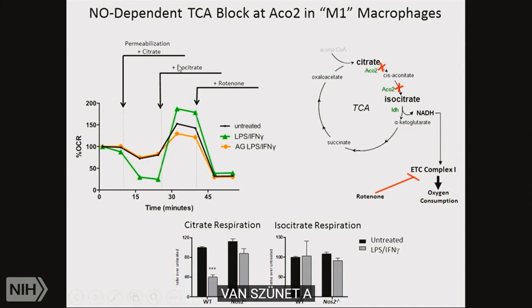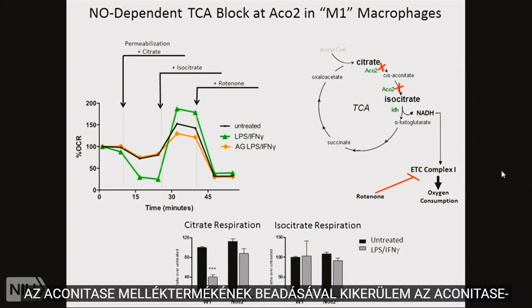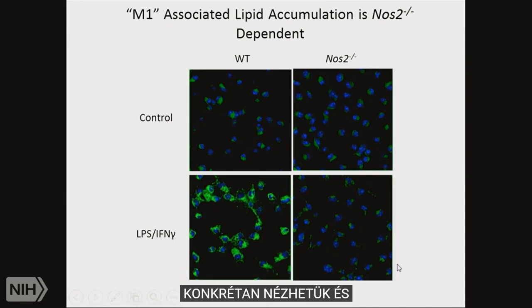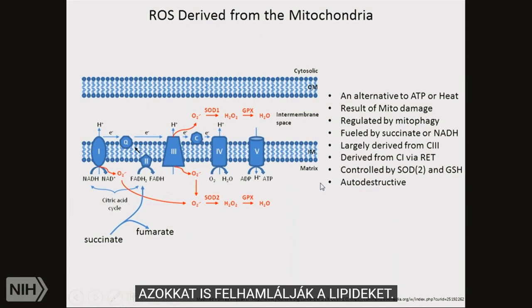But check it out. If you come in now and give them citrate, now they work fine. So the only enzyme pathway that I'm skipping is aconitase. So if I bypass the aconitase by giving them the product of aconitase, now they work fine. That means that the NO didn't nitrosate complex 1 and turn it off. It didn't mess with those. What it did is it stopped aconitase, and that's how it's turning off the pathway. And so we can look at that very specifically, and of course, in the nulls, it doesn't work. They'll accumulate lipids too, and I probably shouldn't even put that in there, so we're going to skip it.